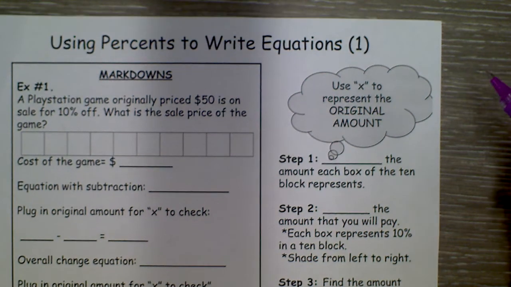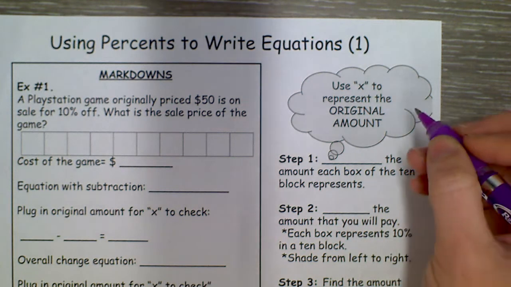Today we're going to be using percents to write different equations. You've seen this before with markups and markdowns. It's what we've been working on. But the 7th grade standard does not say that you can just find a total when you're given a markup or a markdown. The 7th grade standard says you have to be able to write multiple equations to be able to find the new amount with any given amount. So that's really what we're looking for today.